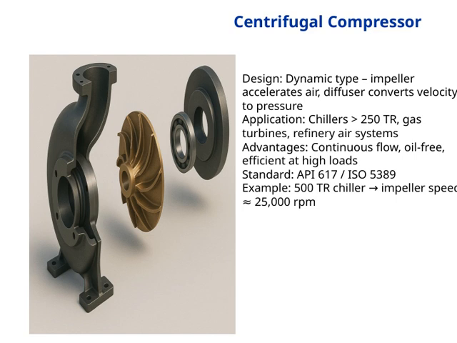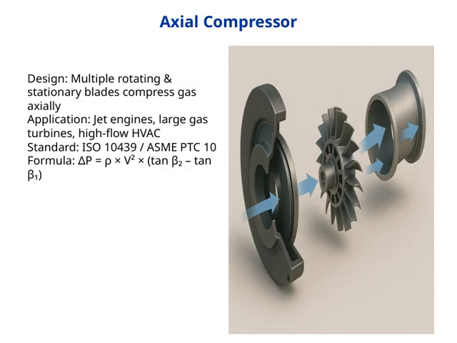To give you a concrete example, consider a 500 TR chiller. Its impeller would typically spin at around 25,000 RPM. This high rotational speed is what allows it to achieve the necessary compression in such large systems. Overall, the centrifugal compressor's design and capabilities make it a key component in many industrial processes, especially where high flow and efficiency are critical. Let's talk about the axial compressor.